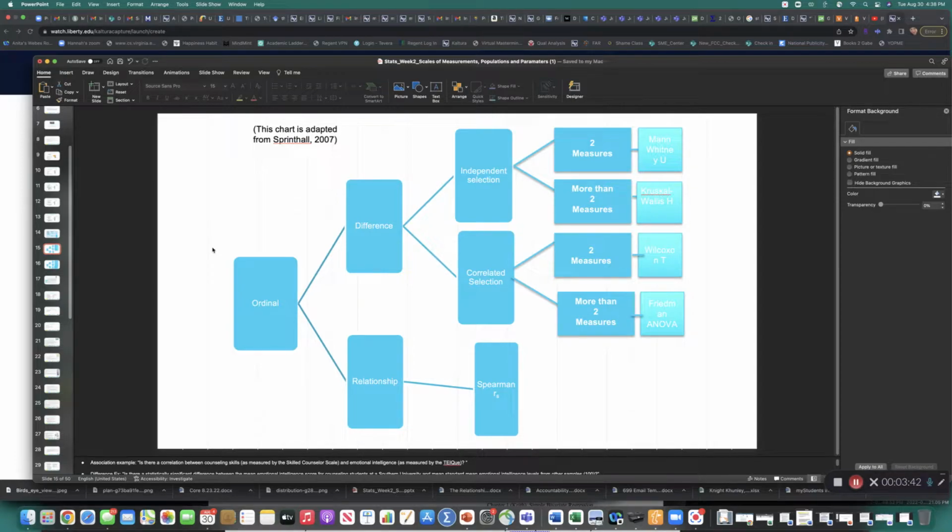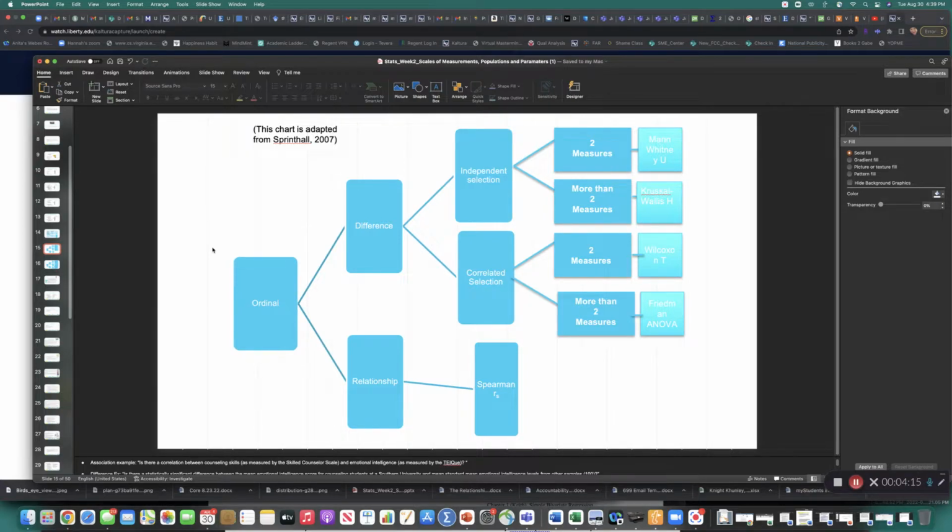If we have ordinal data, which is rank ordered data such as class rank, then we ask, are we dealing with the hypothesis of difference or relationship? If we're looking for differences, such as between groups differences, then we would go on to ask, is the group independent or correlated? So if we're dealing with an independent selection, like a treatment group and a control group, where the 2 groups are totally different and they're not connected with each other, then our next question is, are we looking for 2 measures or more than 2?